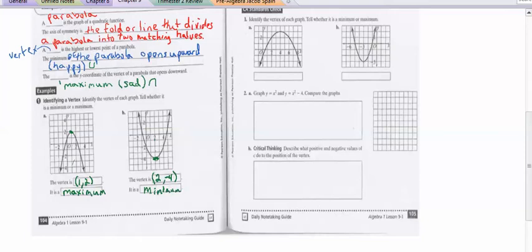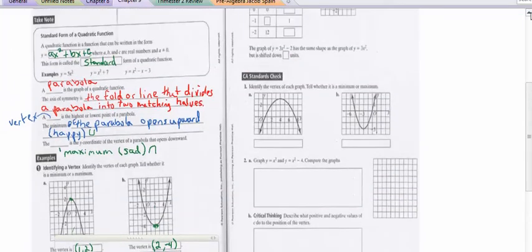So there's our maximum, this is our minimum. Okay, the next part we're going to do is compare two parabolas that are graphs. It says graphing y equals ax squared plus c. How is the graph of y equals 3x squared minus 2 different from the graph of y equals 3x squared? Compare the graphs.